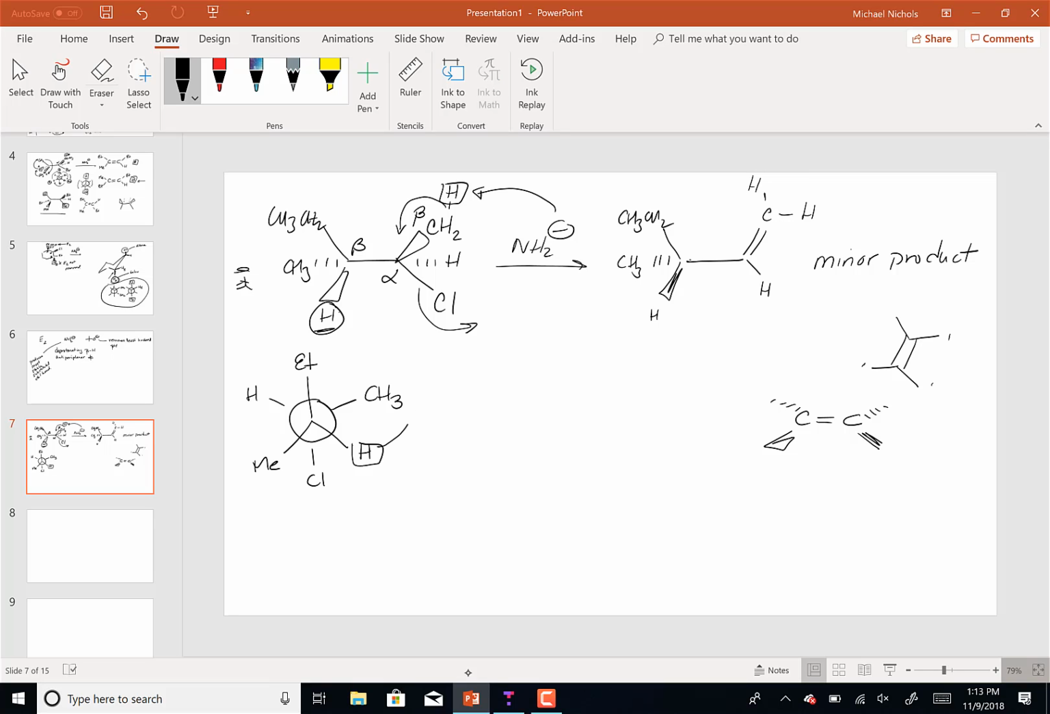So I would like to rotate the hydrogen up here, rotate the ethyl group down here, and rotate the methyl group over there. So that's going to leave me with this Newman projection: hydrogen here, ethyl group here, methyl group here. The back carbon didn't change. And now my hydrogen that's going to be removed by the base and my leaving group are anti-periplanar.